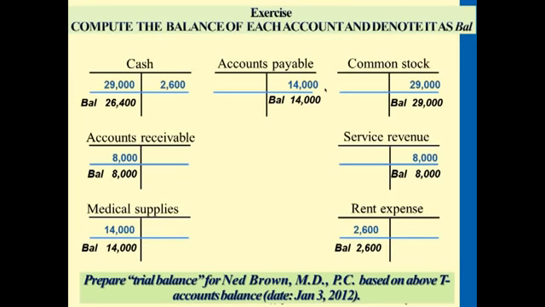Okay, now what about the other ones? You have common stock under the credit side. You have $29,000. Service revenue. Revenue is an equity account. Normal balance is increasing on the right side. We also have $8,000 on the right side, credit side. There's rent expense. Opposite rule compared to revenues. So it will be under the debit side.